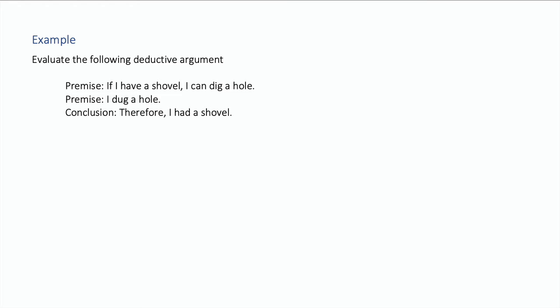Evaluate the deductive argument. If I have a shovel, I can dig a hole. I dug a hole. Therefore, I had a shovel. So we have a set of premises here. Okay, we want to state these symbolically. So I've got really two things that create this, which is having a shovel and digging a hole.